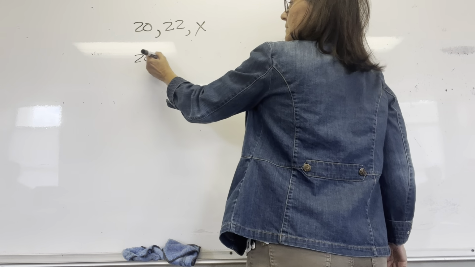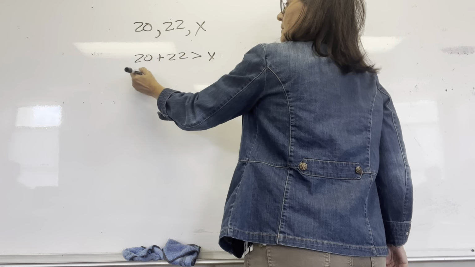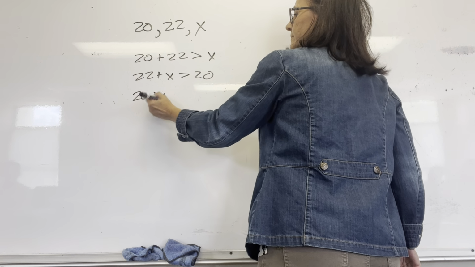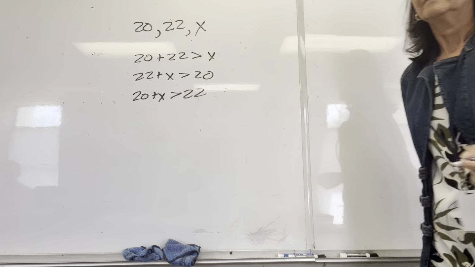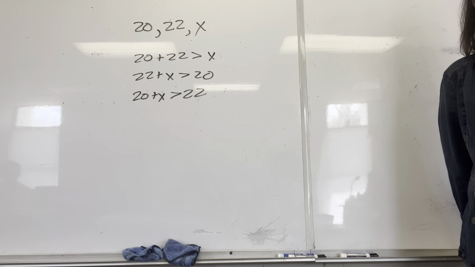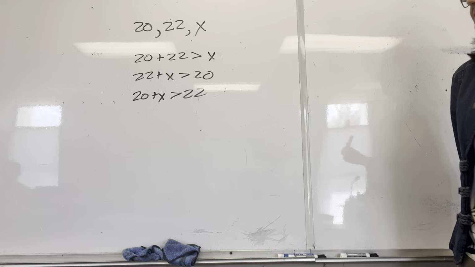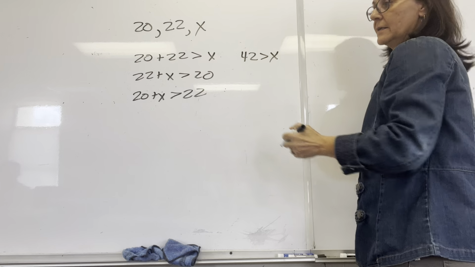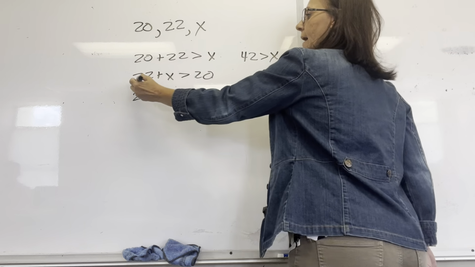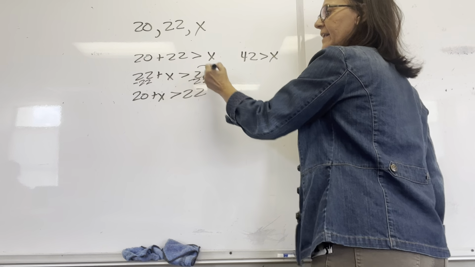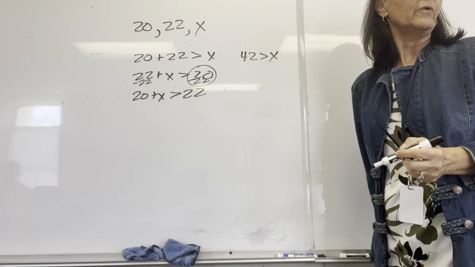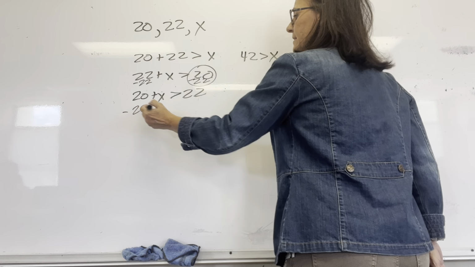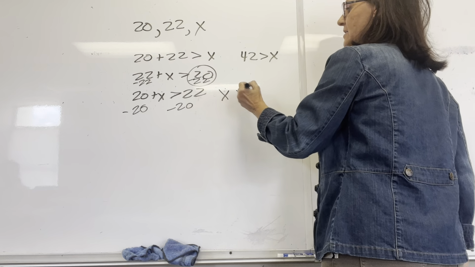20 plus 22 is greater than x. 22 plus x is greater than 20. And then 20 plus x is greater than 22. That's the 3 inequalities. One is always not going to make sense. Well, this is just 42 greater than x. Does this one make sense? No. When I subtract 22, I get a negative. That's the one that doesn't make sense. The last one, when I subtract 20, x has to be greater than 2.